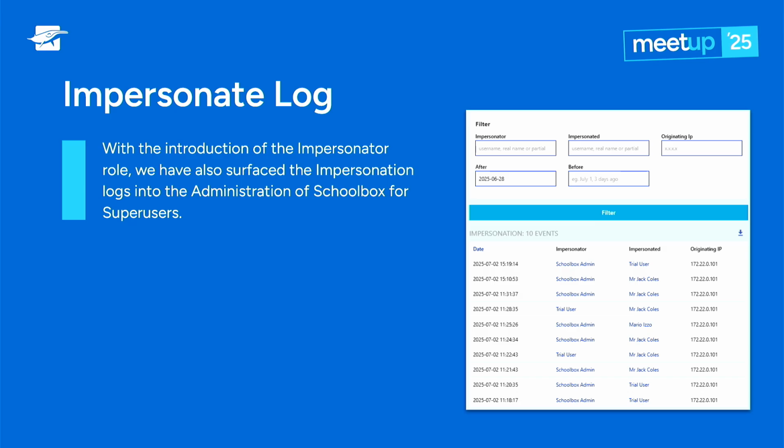The really cool thing with the impersonate is there's now also an impersonate log in the admin UI. So we used to actually have this stored behind the scenes, but now we've surfaced it because that permission came about. Meaning you can go and see who impersonated the others inside the system.